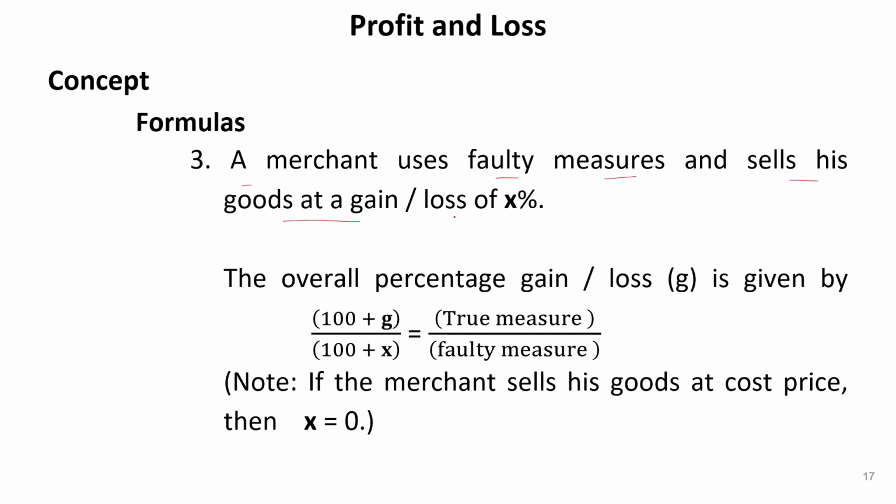his goods at a gain or loss of X%. Okay, so the overall percentage gain or loss is actually given by (100 + G) whole by (100 + X), that is, the true measure by the faulty measure. So note, if the merchant sells the goods at cost price, then X will be equal to what?